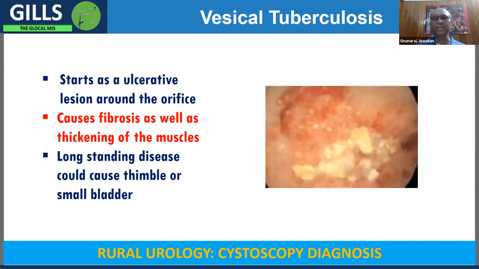And tuberculosis is a condition which is common in LMICs, and many of them can mimic almost any disease. So even in the bladder, it can mimic malignancies or can cause fibrosis. And in long-standing disease, it causes what is called a thimble bladder, where the bladder becomes very, very small.